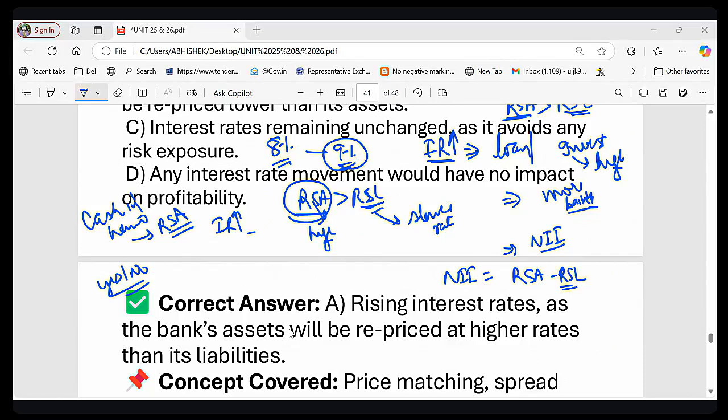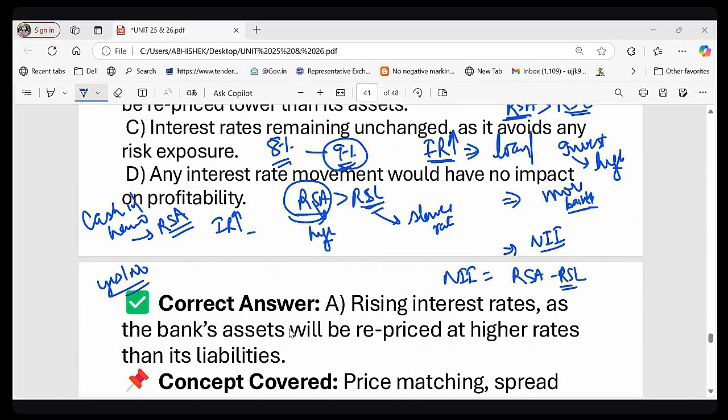So how to identify whether something is a rate sensitive asset or not? Suppose interest rate increases tomorrow. What will happen to the cash in hand? Will it be affected or not? Rate sensitive means what? Rate means interest rate. Whether something is sensitive to interest rate, that is called a rate sensitive asset, RSA. RSA means rate sensitive asset. Cash in hand is a kind of asset for the bank, a kind of fixed asset. So obviously it is not a rate sensitive asset.